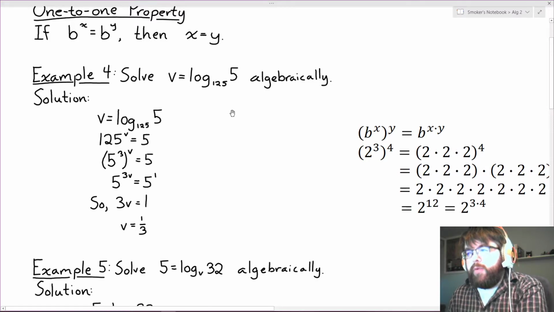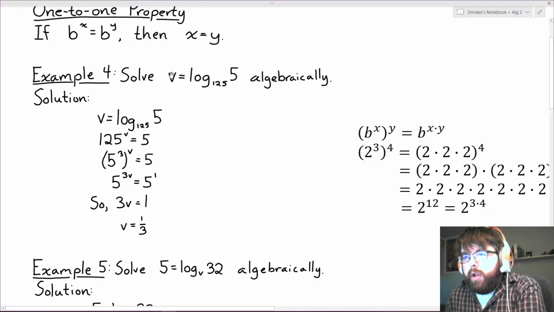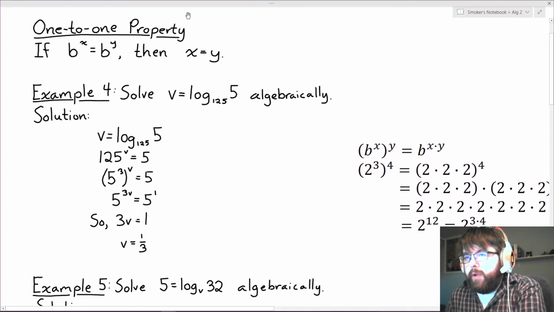We will only be using the one-to-one property for this section only. We won't be doing it beyond this section unless you want to. There will be some problems that I say, please use the one-to-one property. So you'd have to do this with it. And it would be only when you have a log problem that's equal to an unknown.